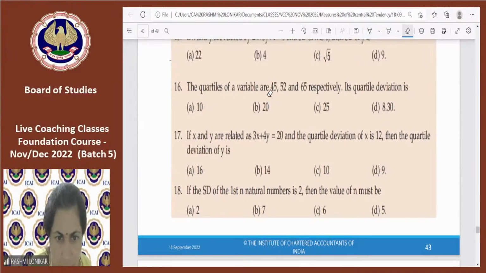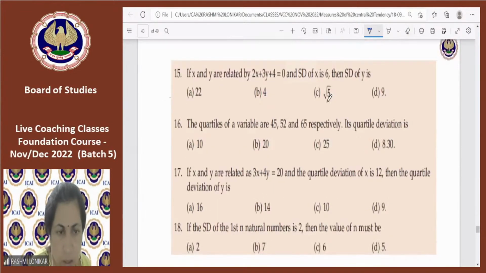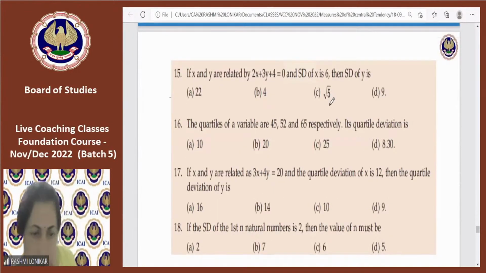Now let us see the next sum. If x and y are related by 2x plus 3y plus 4 is equal to 0 and standard deviation of x is 6, then standard deviation of y is how much?